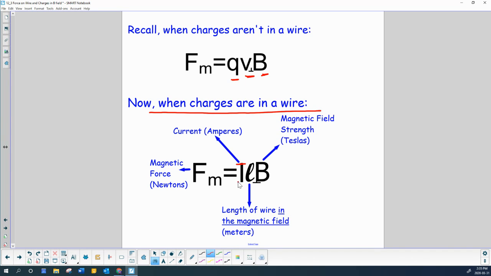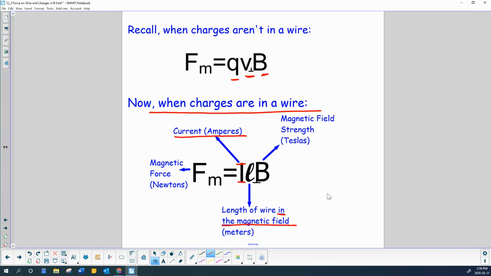This is an I, so the magnetic force on a current carrying wire now is related to, well, similar to velocity. Now we're going to look at something called current. And current is really, in some ways, the amount of charge that moves through a wire. We'll talk a little bit about current in my next slide. But really, it's the amount of charge that moves through a wire in a certain amount of time. The force is related to the length of the wire, but the important thing here is it's the wire that's in the magnetic field, in meters.